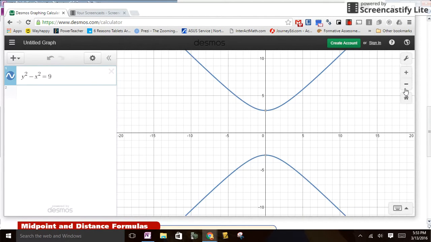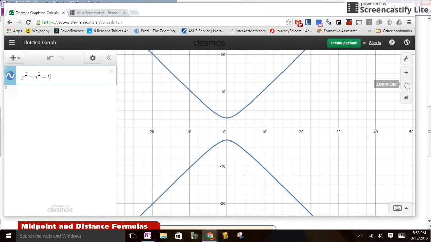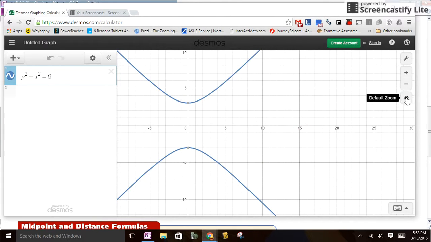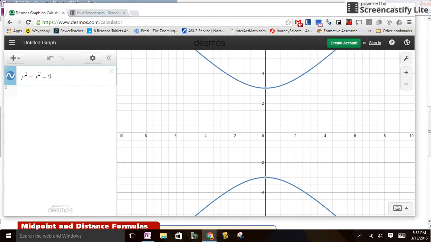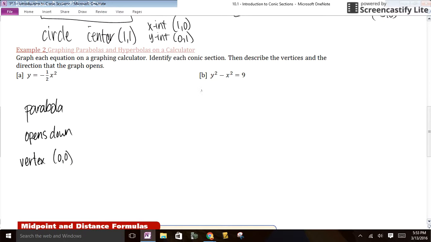I'll zoom out a little bit. Oh, it's a hyperbola, right? I can hit the home button. There's my hyperbola. Instead of the center this time, they wanted the vertices. So boom, look at that. Vertices are at 0, 3 and 0, -3. Thank you, Desmos. So this is a hyperbola, and it opens up and down, I guess I would say.